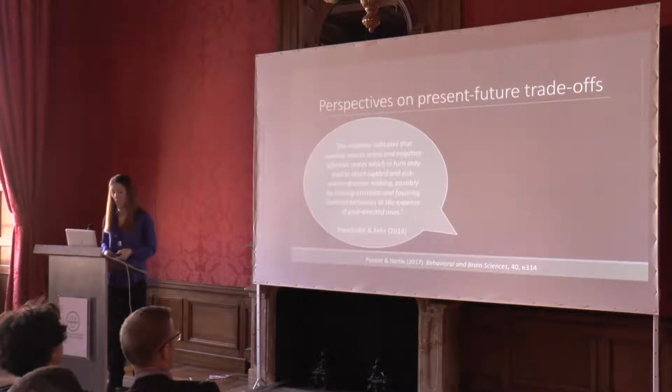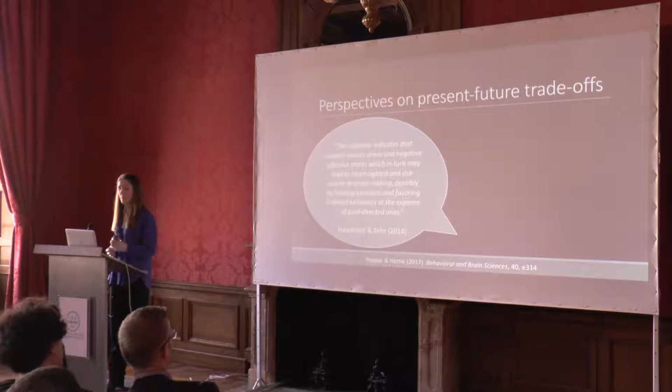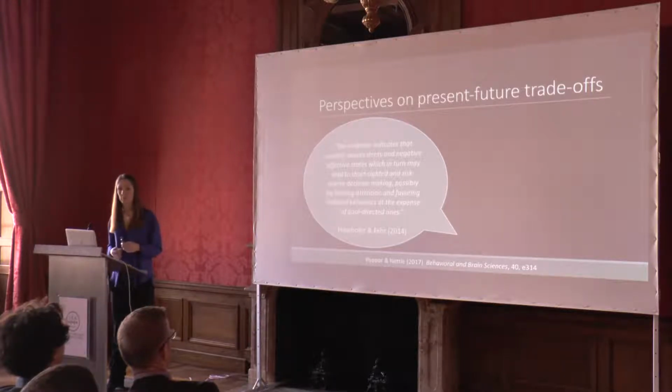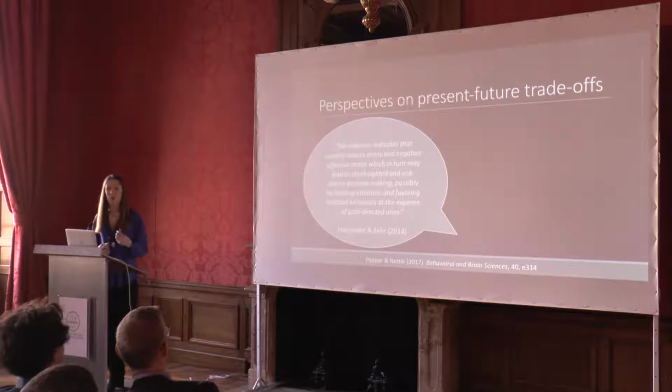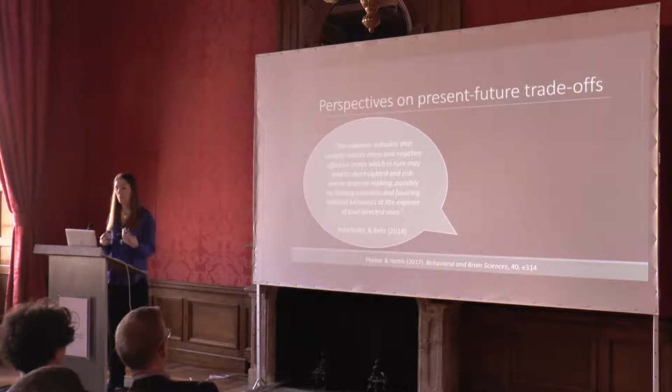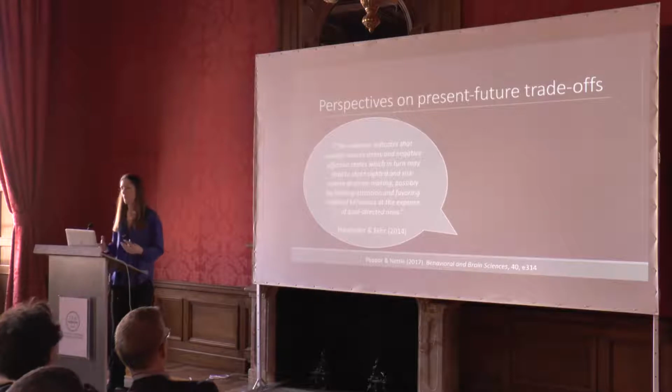So this is quite a high-profile science paper by Haushofer and Fehr, and just to say, I do actually really like this paper, but they took an immediate stance. This is a passage from the abstract, to say that the evidence indicates that poverty causes stress and negative affective states, which in turn may lead to short-sighted and risk-averse decision-making, possibly by limiting attention and favouring habitual behaviours at the expense of goal-directed ones. So immediately they're suggesting that somehow stress leads to poor decision-making through negative affect, and that perhaps there's a kind of deficit perspective. They're assuming that people who are behaving in a present-oriented manner are somehow deficient in their thinking.